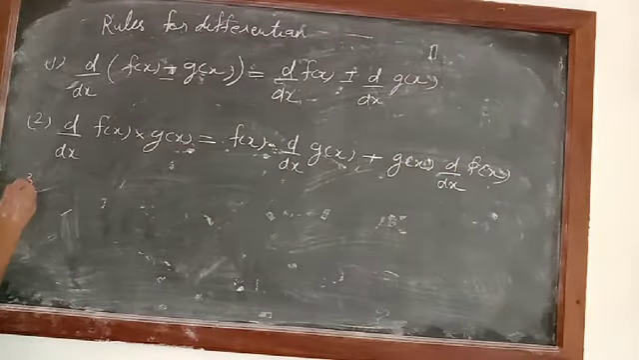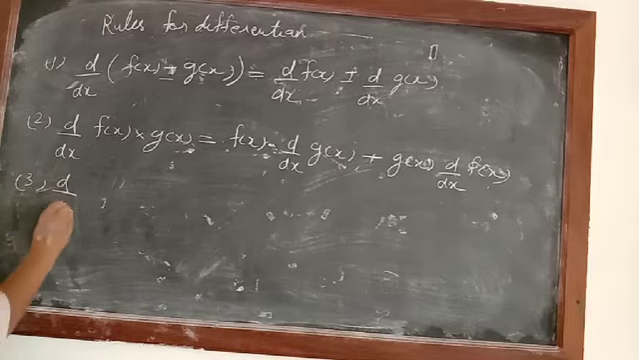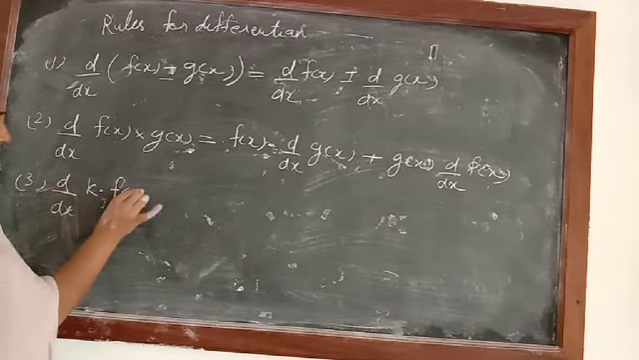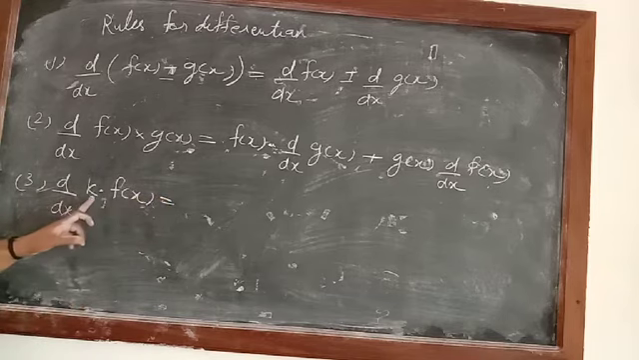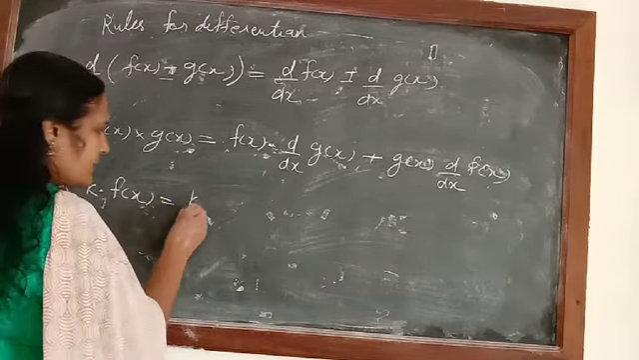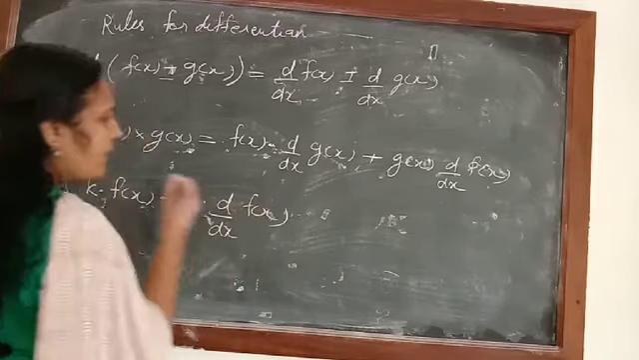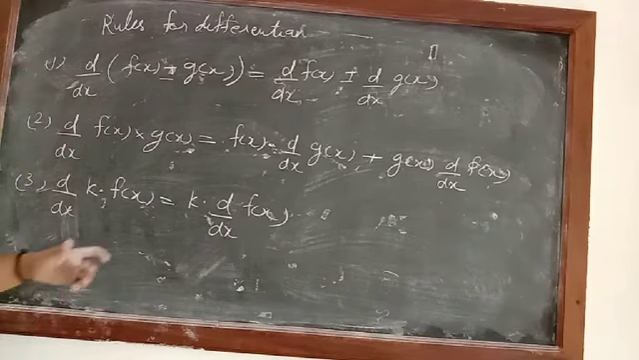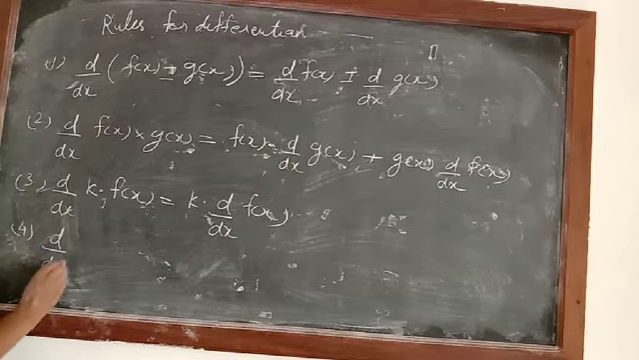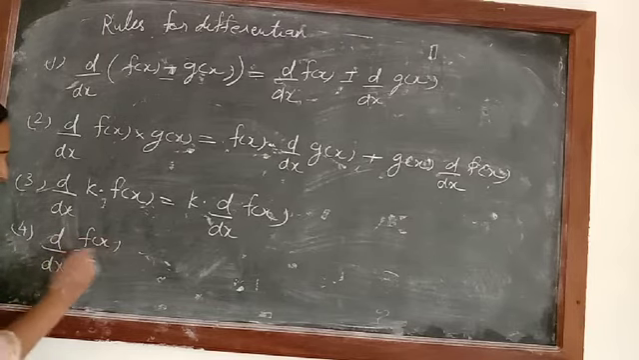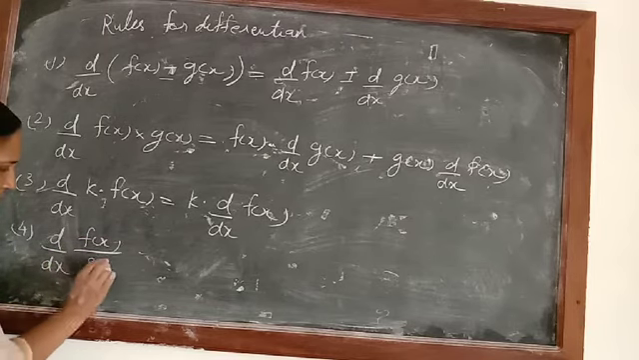Okay. Then the third one is, if suppose we don't have any function here, we have a constant, k into f of x. If a number is there, then what will we do? We can take that number outside, so k into d by dx of f of x. Just find the differentiation of that function. Okay. Then the fourth one, if they are in division, d by dx of f of x by g of x.